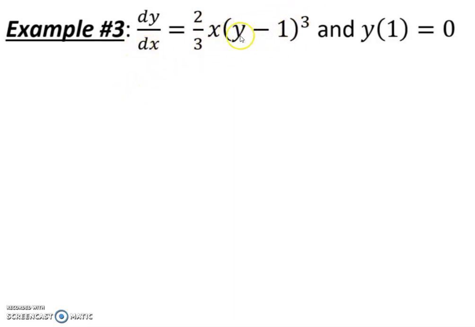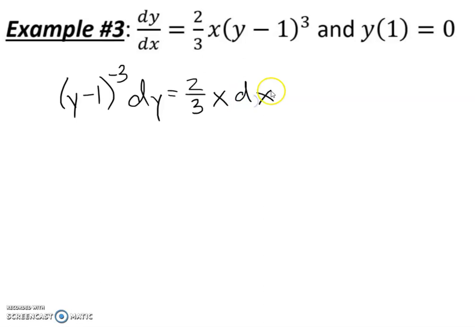I'm going to do 2 steps at once. When I divide by this, I don't actually want to write it as a fraction. What I want to do is write it as a regular expression, y minus 1 to the negative 3, because we divide both sides by y minus 1 to the third, dy. And then just multiply by dx over there. The 2/3 could go on either side, but I always just leave it on the right. So this is not the ugliest thing in the world, but it's also not the nicest thing in the world.